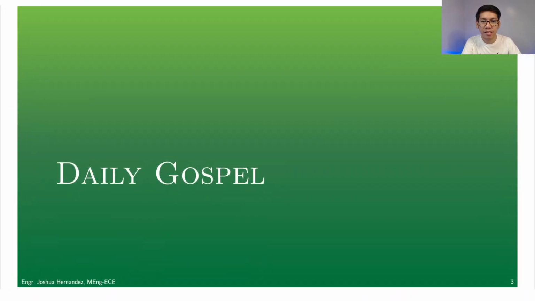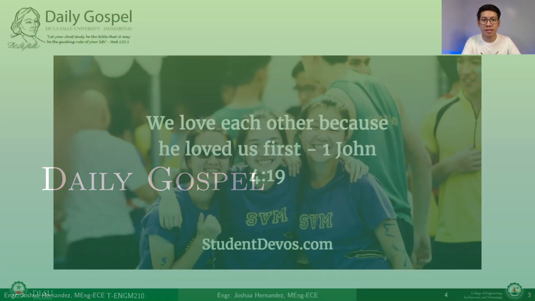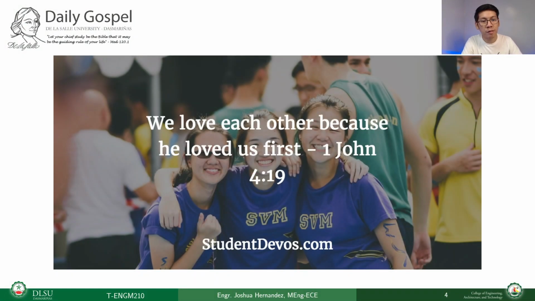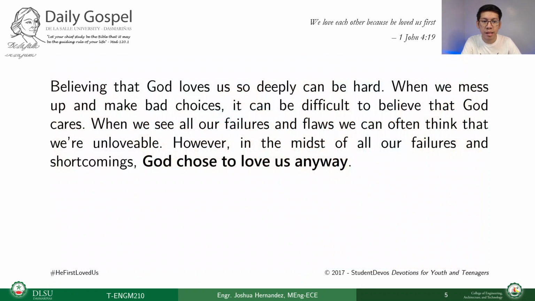But first, our gospel thought. The scripture is found in 1 John 4:19 and it says, "We love each other because He loved us first." Believing that God loves us so deeply can be hard. When we mess up and make bad choices, it can be difficult to believe that God cares. When we see all our failures and flaws, we can often think that we're unlovable. However, in the midst of all our failures and shortcomings, God chose to love us anyway.